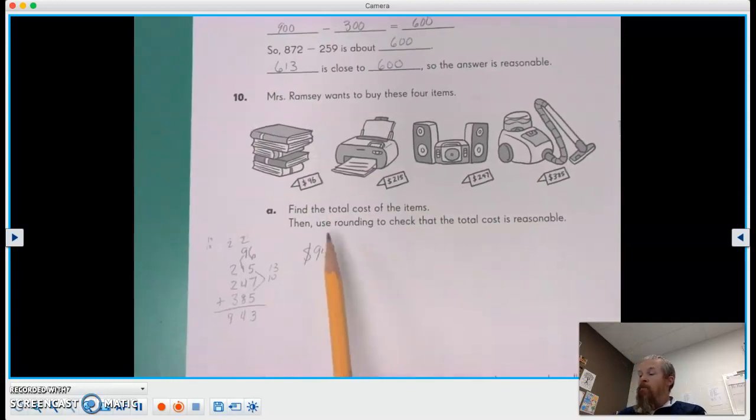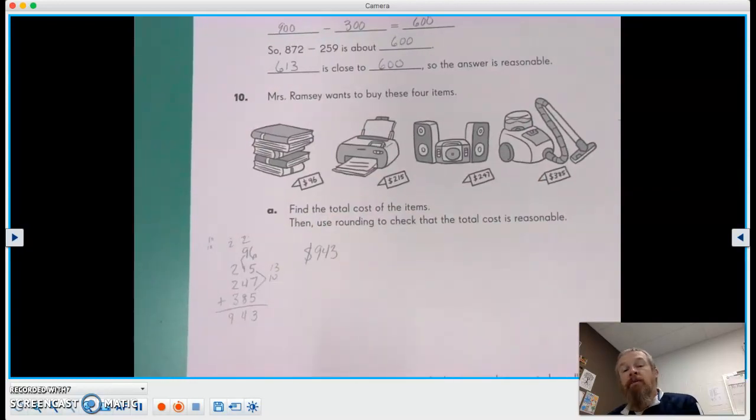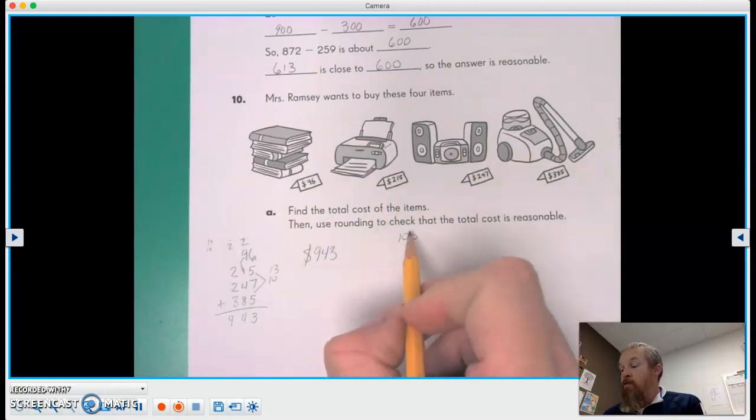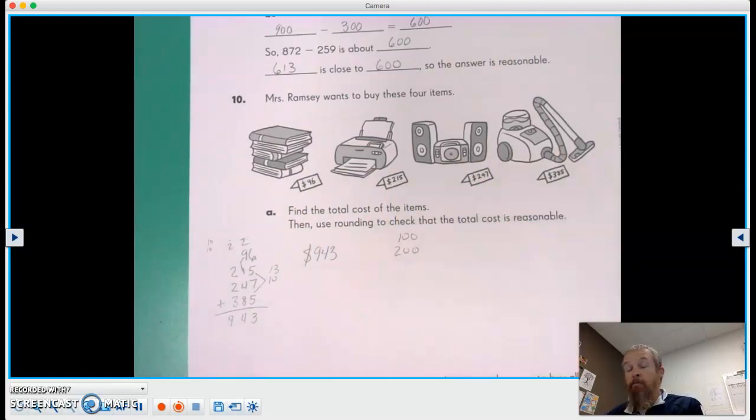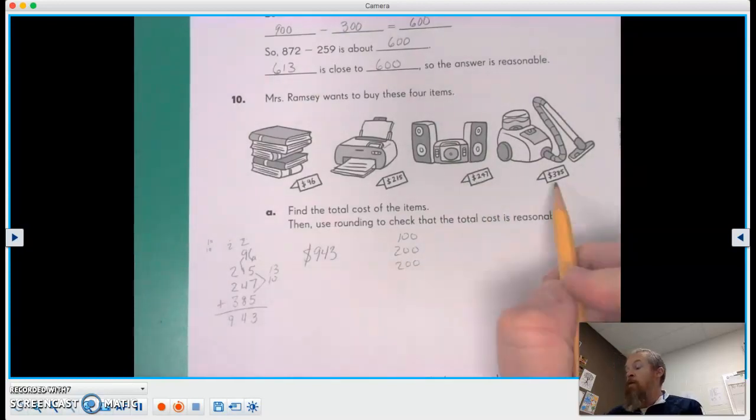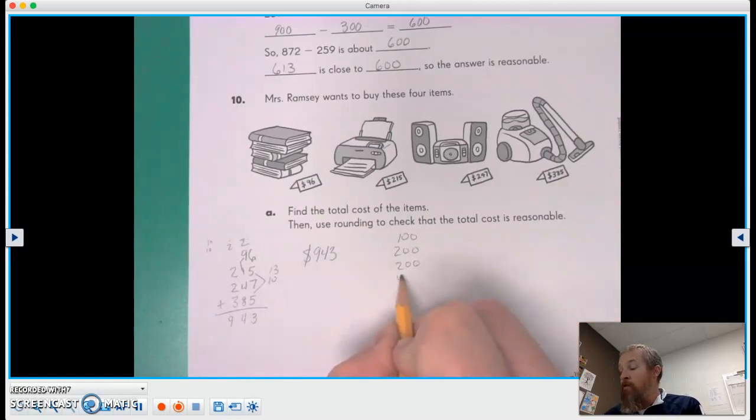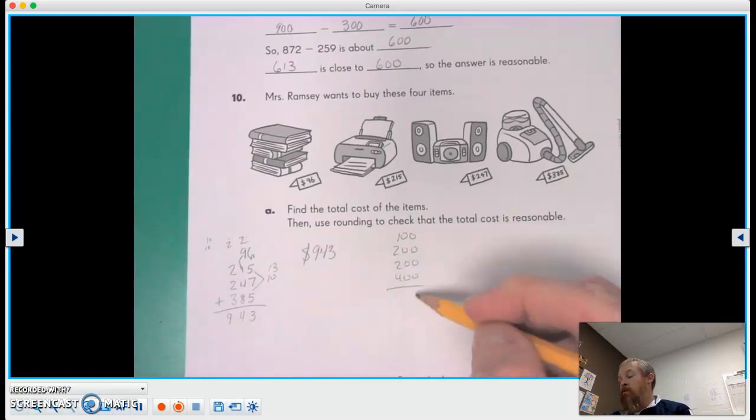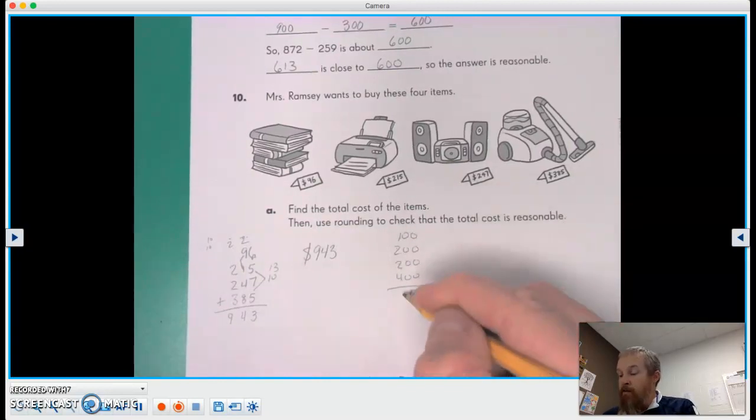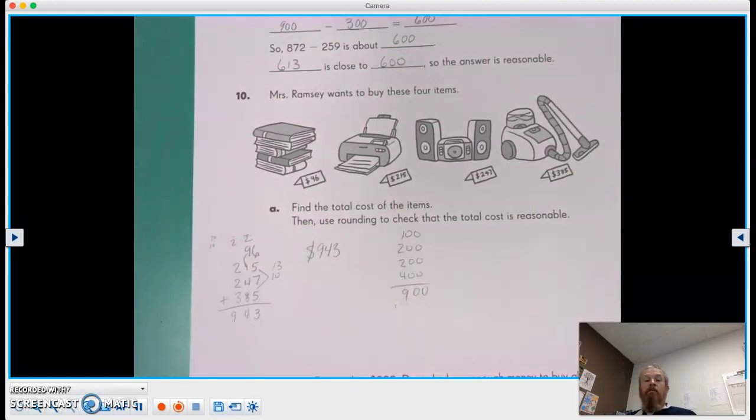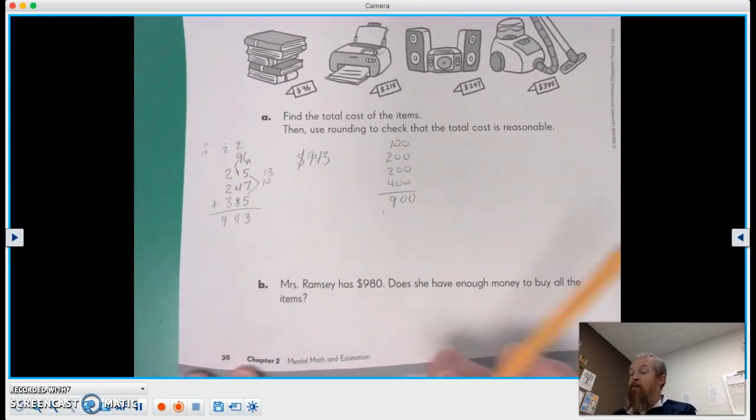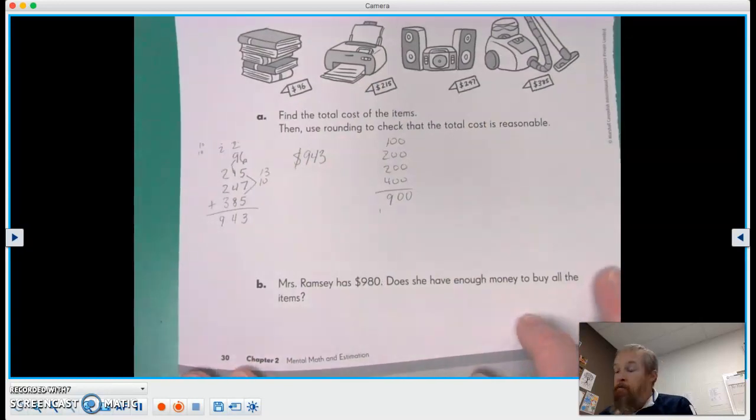Okay? Now let's round and check to see if that's reasonable. So 96 is about 100. 215 is about 200. 247 is about 200. And 385 is about 400. So those are all zeros. 4, 5, 6, 7, 8, 9. So 900 as an estimate is pretty close to 943 when adding all 4 items up together.